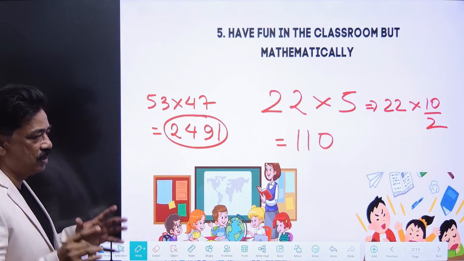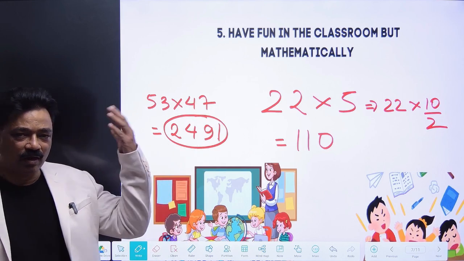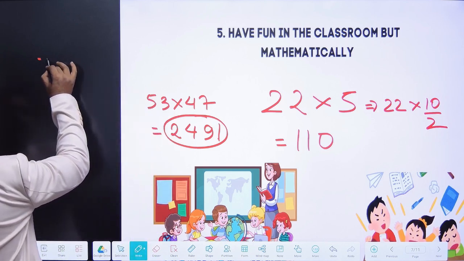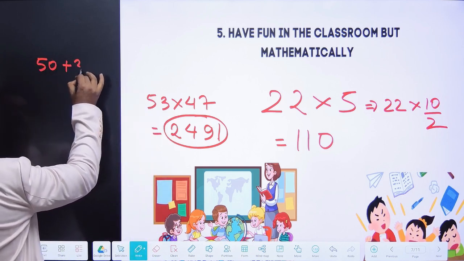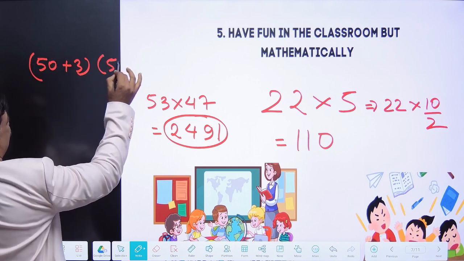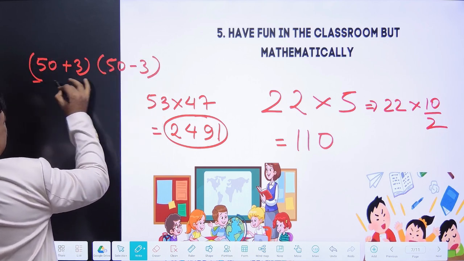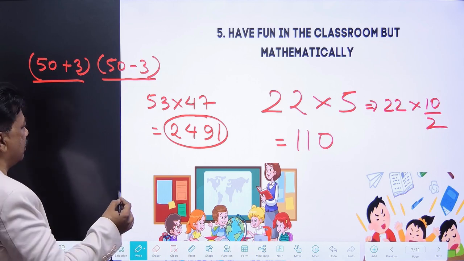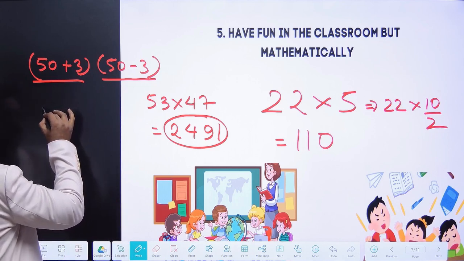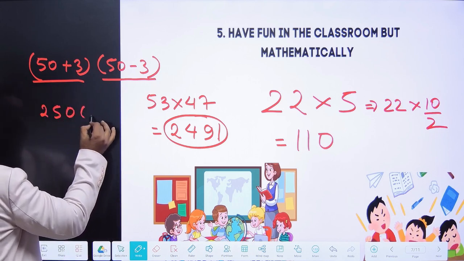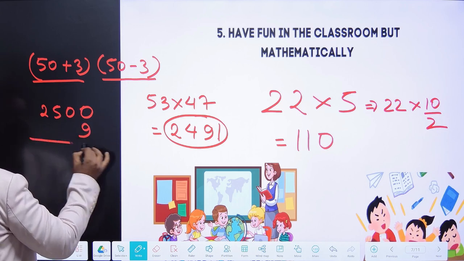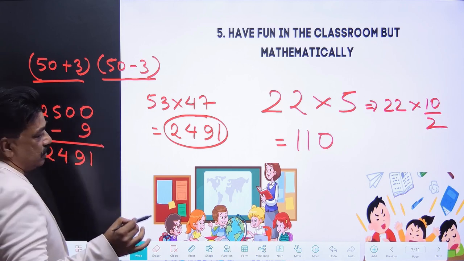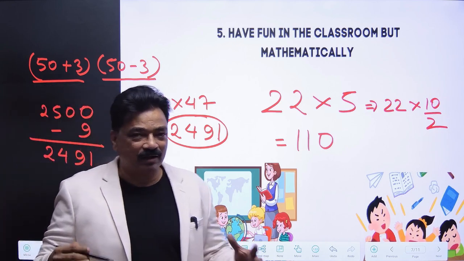You know what happens? We don't have to shelve our learnings, because straight away this is looking as 50 plus 3 and 47 is 50 minus 3. So (a plus b) into (a minus b), I've learned, is a square minus b square. That comes into use. 50 square is 2500 and 3 square is 9. So you subtract, a square minus b square is this much. So have fun, and mathematical fun.